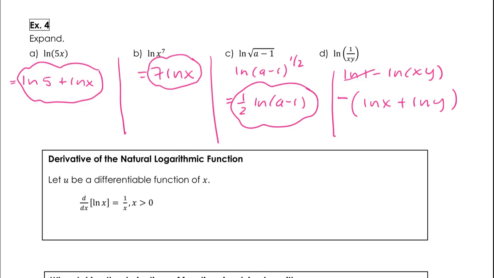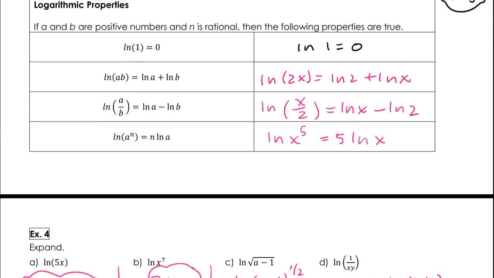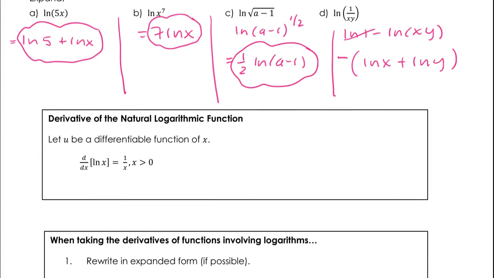Okay, going on to the next one. Here, now we're going to learn the derivative. So the whole reason that I was reviewing these properties with you is we're going to need to use those when we take the derivative. So here's something for you guys to memorize. If you take the derivative, remember this is your operator, of the natural log of x, you are going to get 1 over x. Okay, so the derivative of natural log of x is going to be 1 over x. Remember, as long as x is positive.